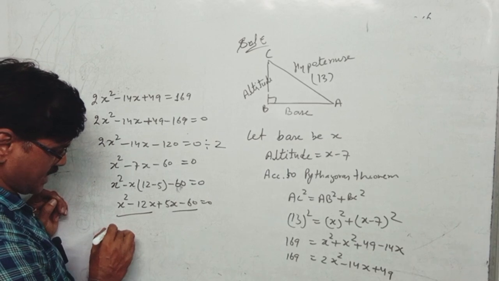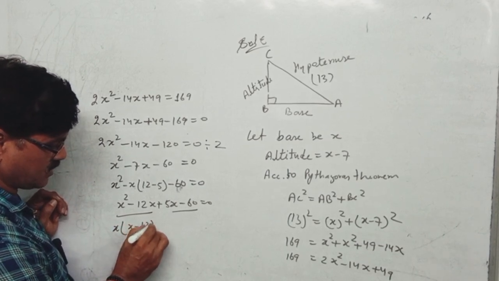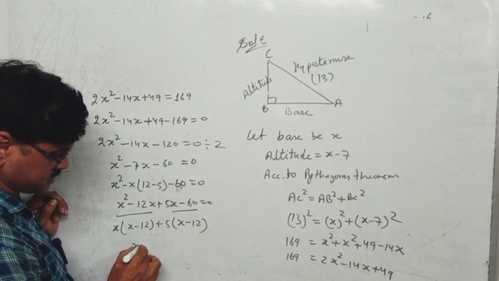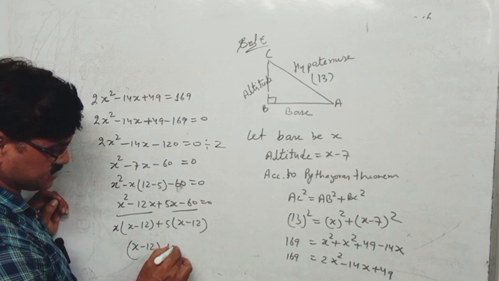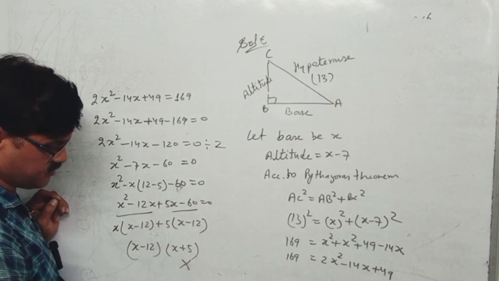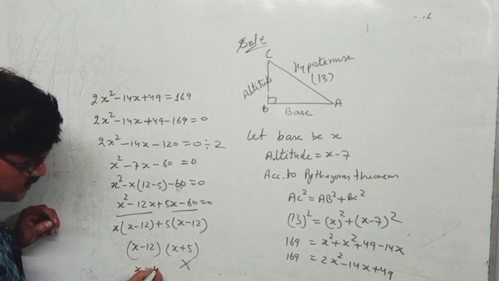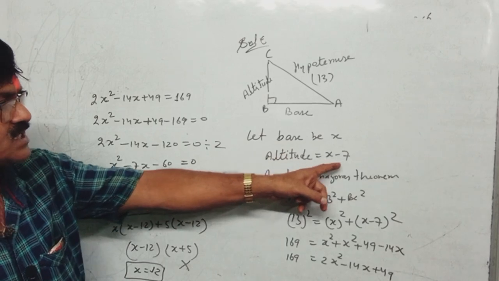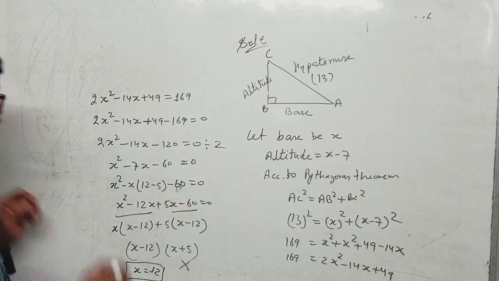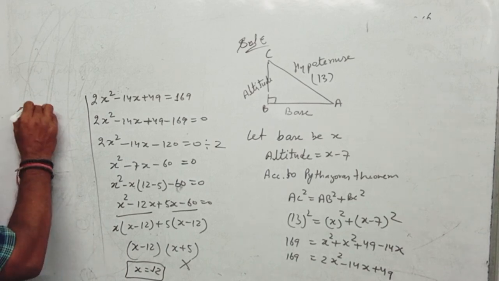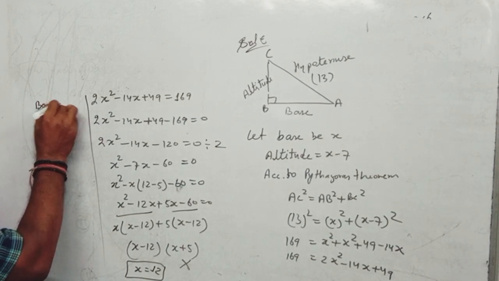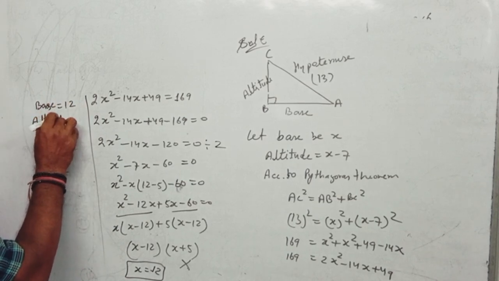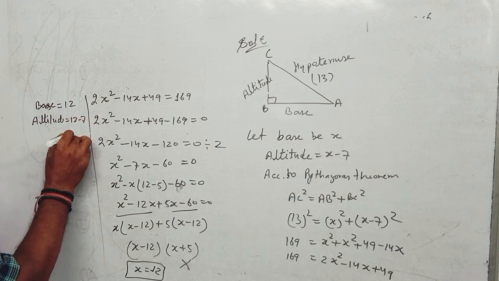Here x is common: x minus 12, and 5 is common: x minus 12. Here is x minus 12 in one bracket and x plus 5. This will be negative, this is not possible. So x equals 12, means you can see that the base is equal to 12. If the base is equal to 12, the altitude is 12 minus 7, which is 5. So the base is equal to 12, and the altitude is equal to 12 minus 7 is equal to 5.